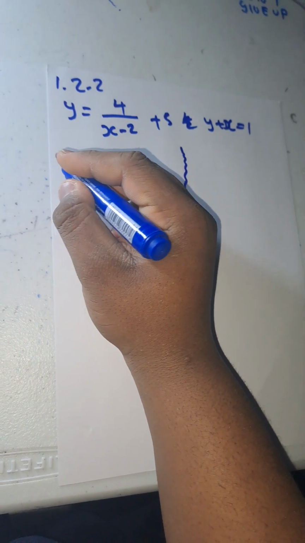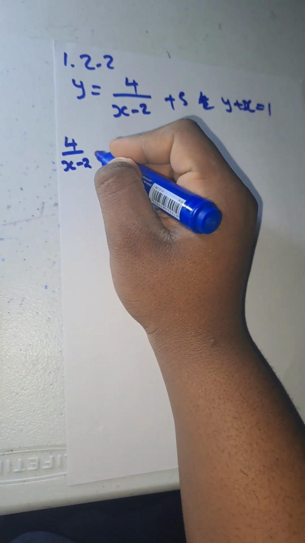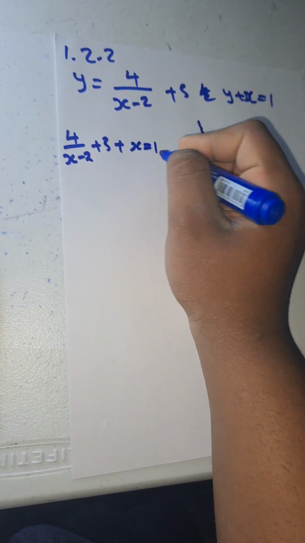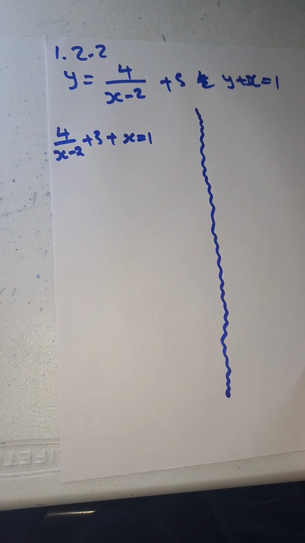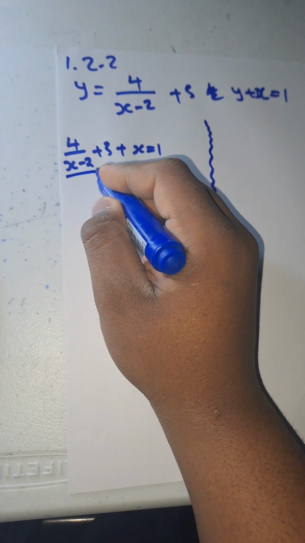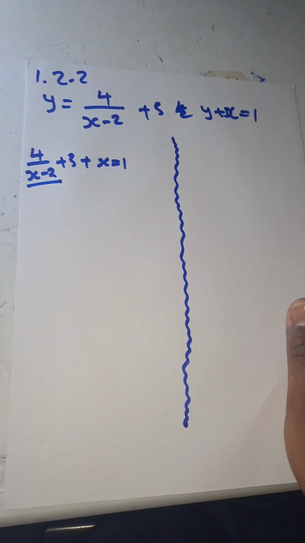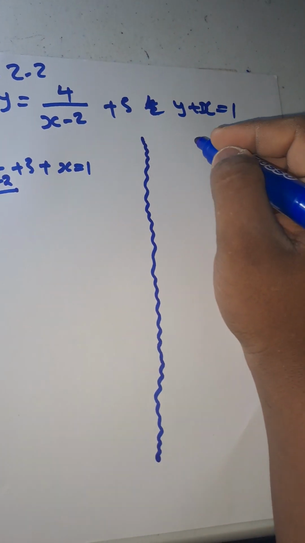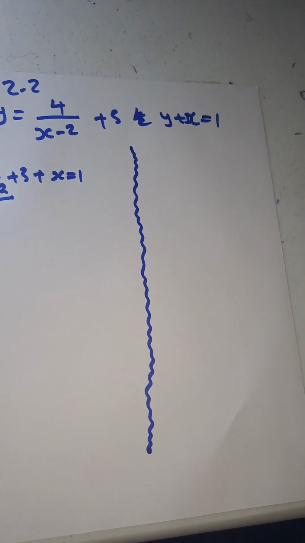So let's check. 4 over x minus 2 plus 3 plus x is equals to 1. This one is going to confuse you guys, because I'm still going to multiply everything by the denominator. So it's going to be a long step. So let's cut the long story short and do the simple method. Let me make x or y the subject here. Let me just make y the subject.